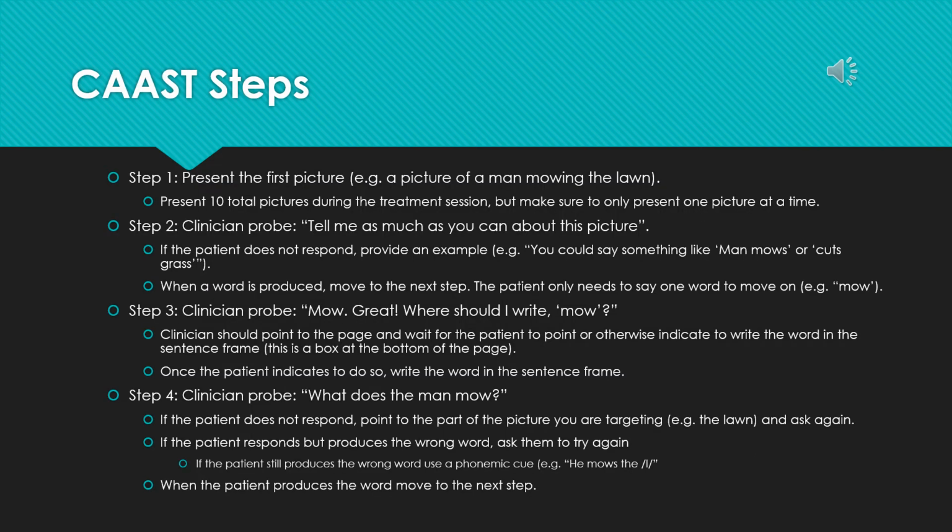The first step is to present the picture. Then the clinician should say, "Tell me as much as you can about this picture." If the patient does not respond, provide an example. When a word is produced, move to the next step. The patient only needs to say one word to move on. Next, the clinician should repeat the word that was said and move on to the next step.